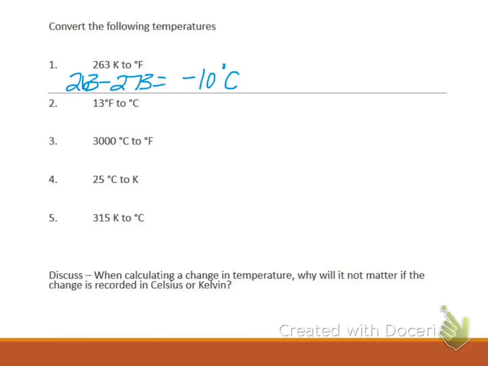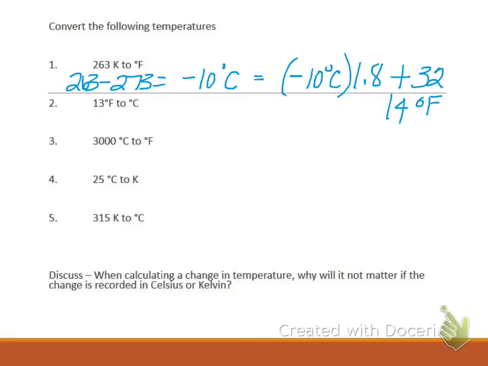How would I convert negative 10 degrees Celsius to Fahrenheit? Multiply by 1.8 and add 32. So I'm going to multiply times 1.8, and then I'm going to add 32 to that. So that's going to give me what in Fahrenheit? 14, correct? All right. That is cold. That is very cold.